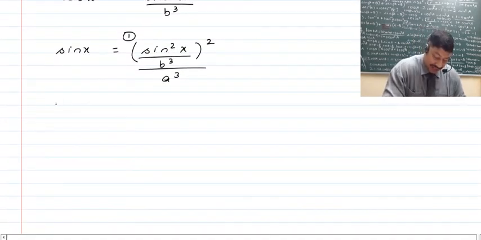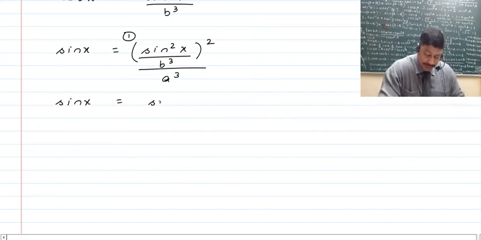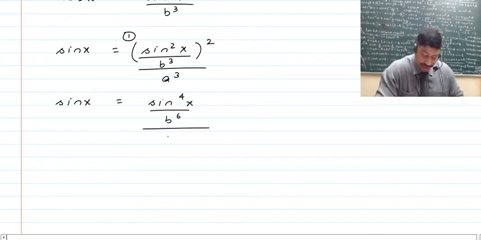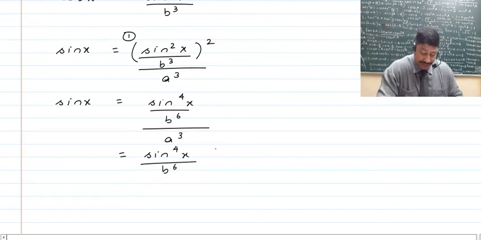So further now we have sin x equal to sin raised to the power 4x divided by b raised to the power 6, whole divided by a raised to the power 3. Again, as we have one fraction divided by another fraction, we will write this as sin raised to the power 4x upon b raised to the power 6 divided by a cube, and further that can be written as sin raised to the power 4x upon b raised to the power 6 into 1 upon a cube.